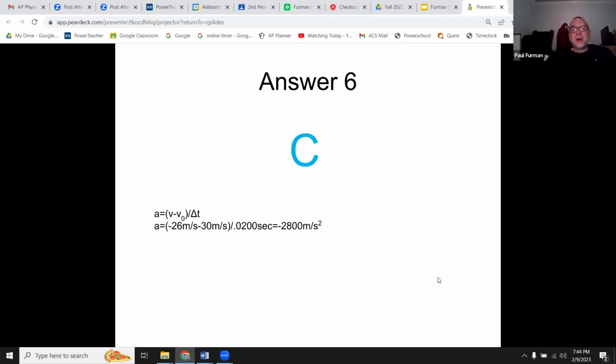The problem didn't tell you that the velocity was negative, but you had to conclude that based on the context of the problem. So that's an example of where a picture might be very helpful to you.